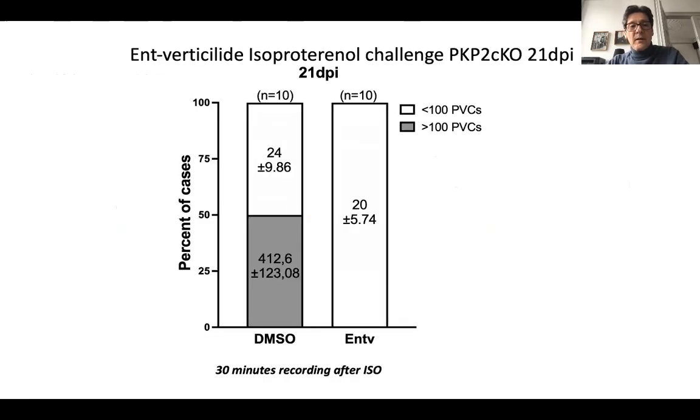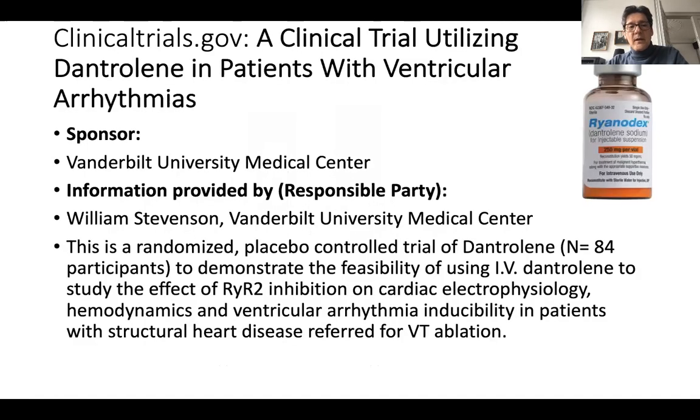In our mice, the enantiomer of verticilide has a very powerful effect to prevent isoproterenol-induced arrhythmias. So in vehicle, 50% of our mice in this parallel side-to-side study developed, on average, more than 400 extrasystoles during 30 minutes of recording. And when we treated them with verticilide, there was none. Now, I've said flecainide has its problems. Verticilide is not even a drug.